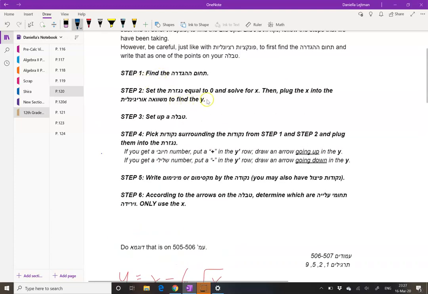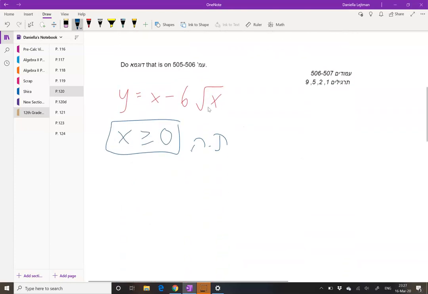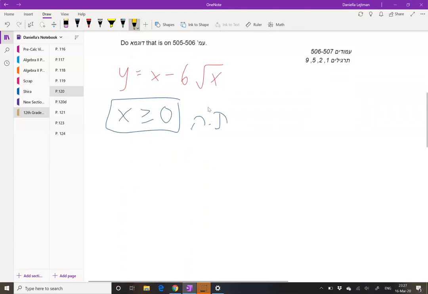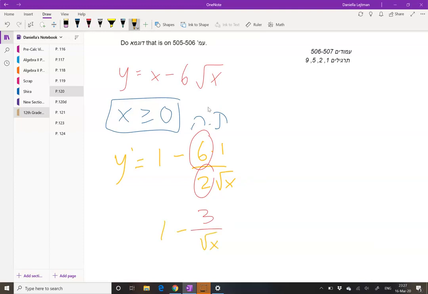Okay. So now we're up to step 2. Step 2 is set the נגזרת equal to 0 and solve for x. Well, we have to find the נגזרת first. So find the נגזרת. The נגזרת is y tag שווה 1 minus. So now we have 6 כפול. We know what the נגזרת of שורש x is, 1 over 2 שורש x. I'm going to plug into my calculator 6 times 1 divided by 2. Okay, and that's going to get us just 3. And the מונה, so 3 over x, we still have that 1 minus. So y tag is equal to 1 minus 3 over שורש x.